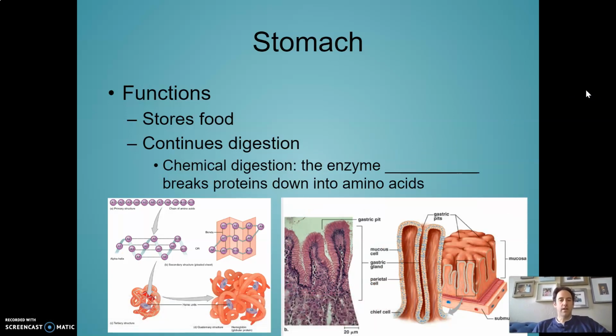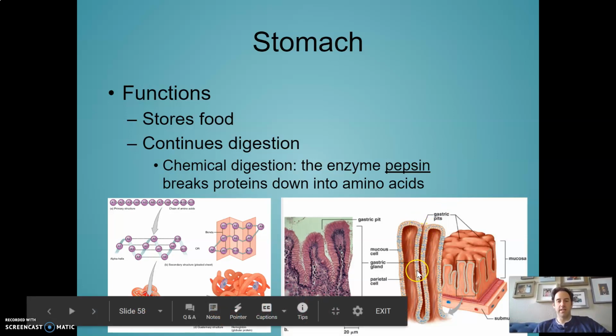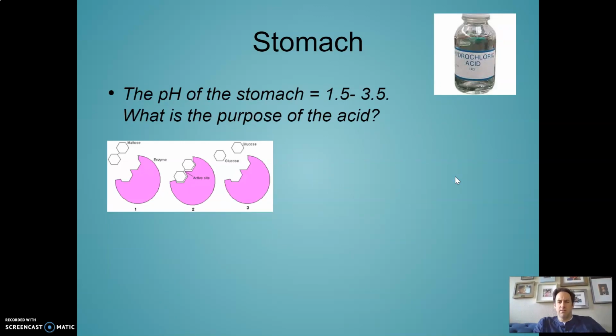Now, in order to chop proteins up, there's an enzyme called pepsin. And pepsin's job is to chop the proteins down into amino acids, which are the building blocks. Pepsin, by the way, is released simply by cells that line the stomach here. Now, you may be familiar with the fact that the stomach is acidic, and you may wonder, well, what's the point of the acid then? If there's an enzyme, pepsin, breaking up the food, what's the purpose of the acid?